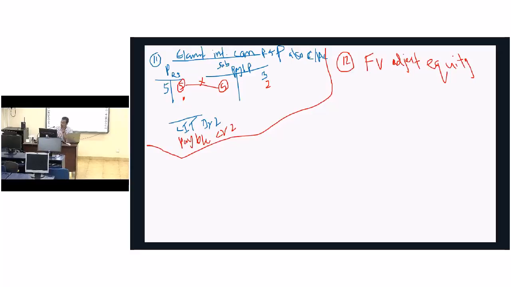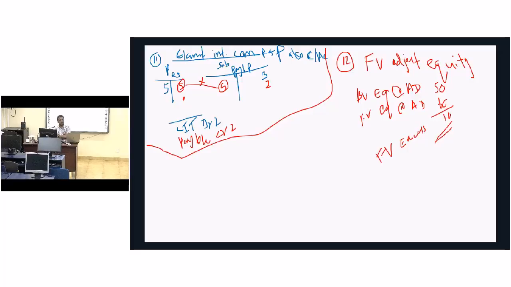What's the meaning of that? Look at what I say now. Book value of equity at the acquisition date, let's say 50. But the fair value of equity at the acquisition date, they say it is 60. Then this thing we call fair value excess.